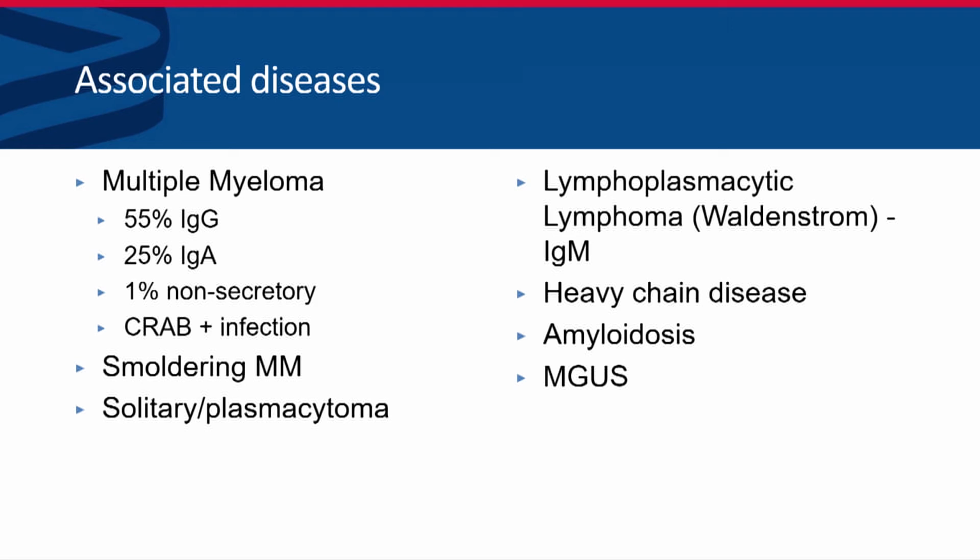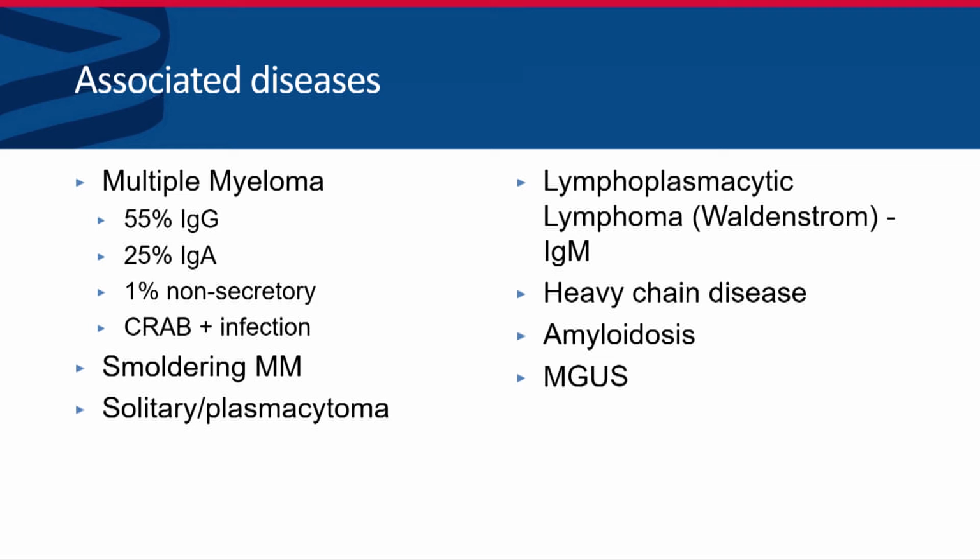75% of them progress to myeloma within about 15 years. So if they've got it, chances are they'll get it in the long term, but it's just noting that they will probably progress. The solitary plasmacytoma, we tend to classify into two regions.